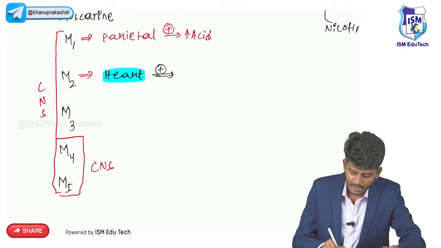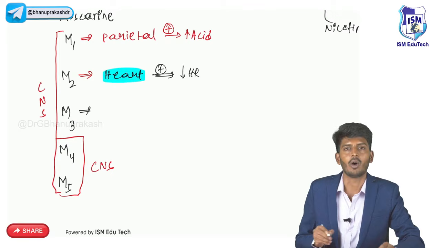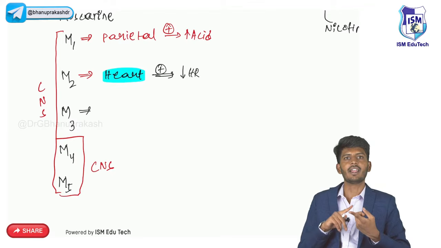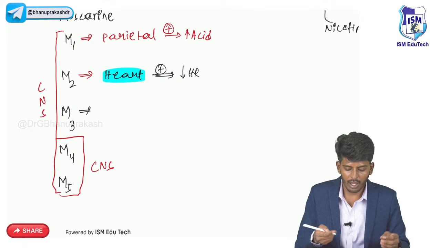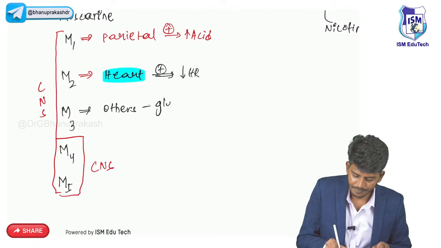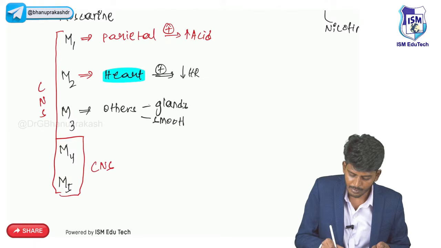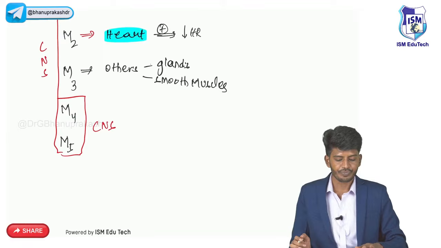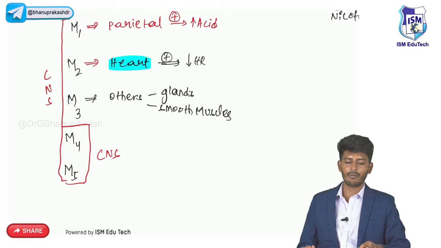Now M3 receptor. Remember, the eyes also have a parasympathetic effect. Mouth, there is an effect. Stomach, bladder, there is an effect in all the places. All other places, such as smooth muscles, all of them have the M3 receptor. So M1 is in the parietal cells, M2 is located in the heart, and M3 is located in the other places.